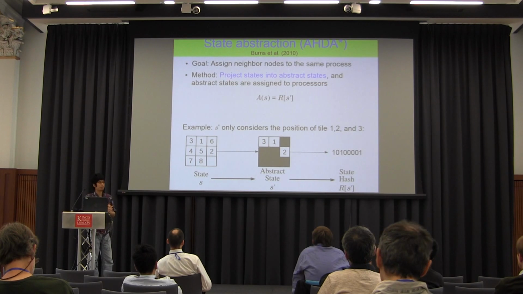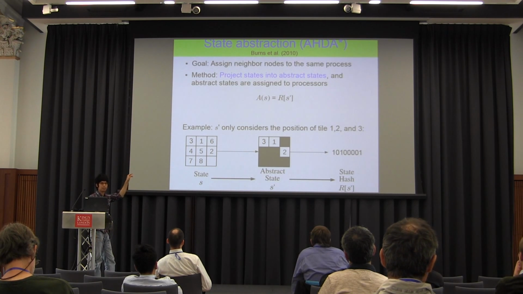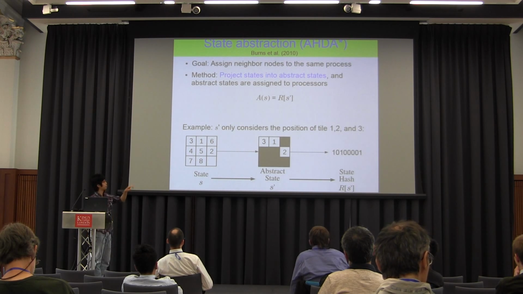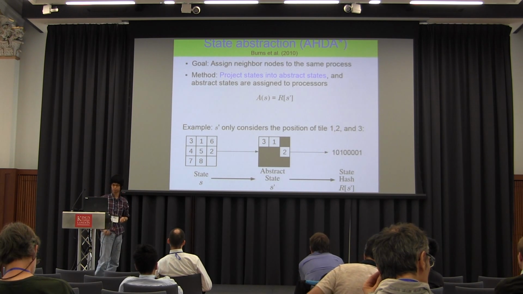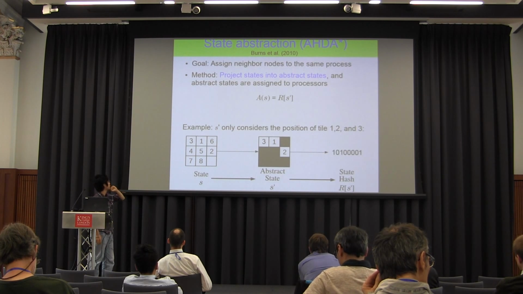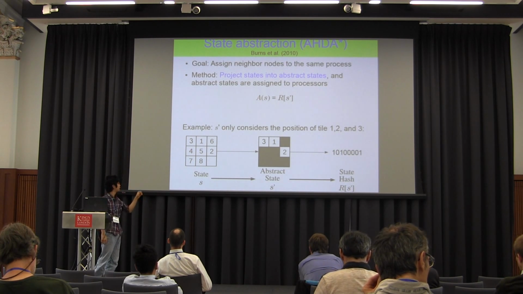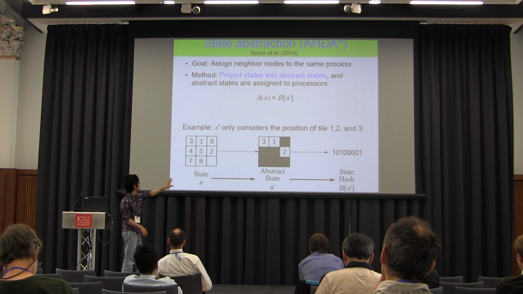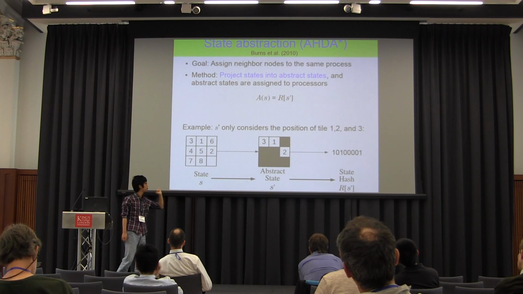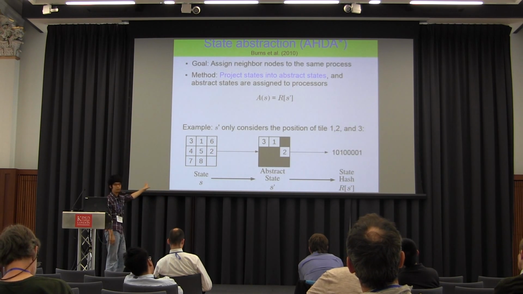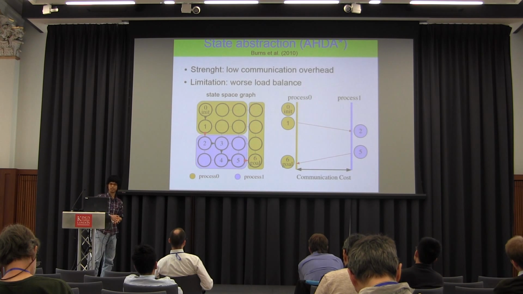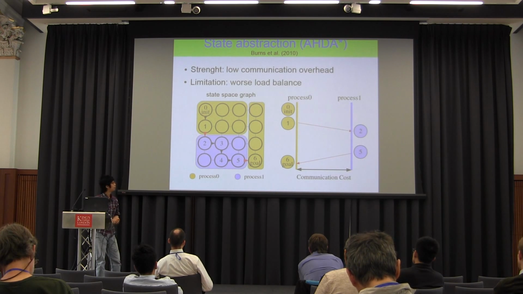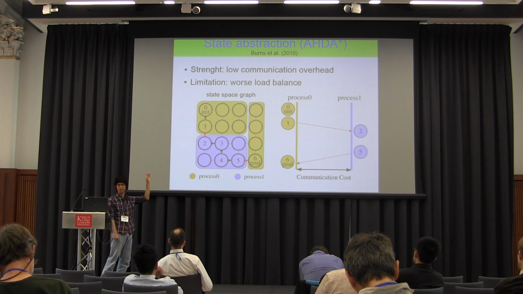State abstraction solves that problem by assigning neighbor nodes to the same process. It first projects states into abstract states, and abstract states are assigned to processes. For example, if S' only considers the positions of tiles 1, 2, and 3, this state is projected into this abstract state, and for each abstract state we have a hash value, so that we get a hash value for the state. The strength of state abstraction is that it achieves low communication overhead, but the problem is that it has no mechanism for load balancing. In fact, it achieves worse load balancing than Zobrist hashing.